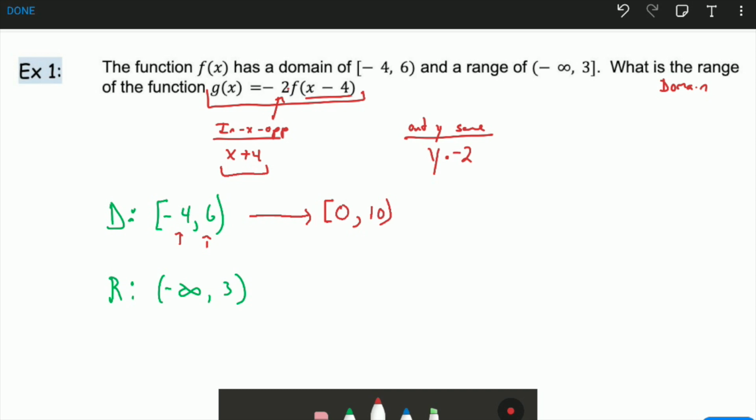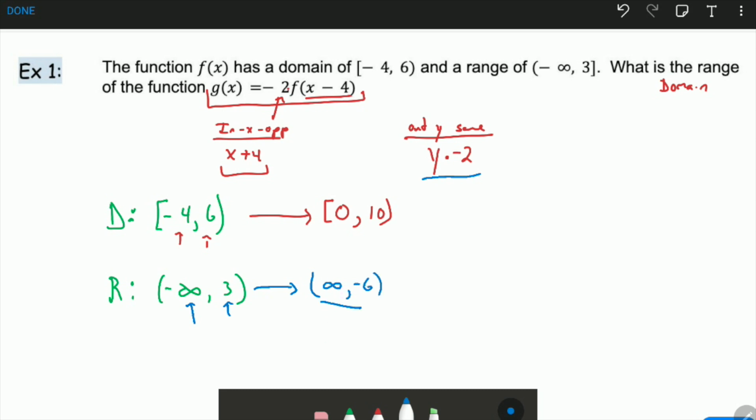For range, we'll do the same thing. I'm going to multiply each endpoint by -2. So -infinity times -2. Now normally multiplying by 2 would not do anything to the infinity, because a massive number times 2 is still that massive number. However, because we're doing a negative times a negative, it's going to turn it into positive infinity. And then -2 times 3 would be -6.